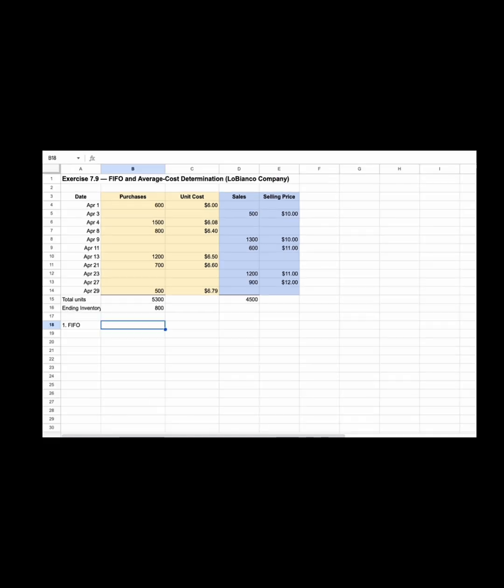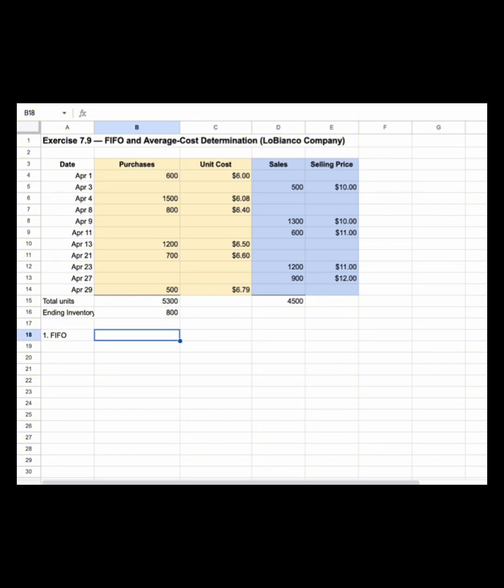First of all, under the periodic first in first out method, we assume the first units purchased are sold first. So the ending inventory consists of the most recent purchases. Since 800 units remain, we take 500 units from April 29 at the cost of $6.79 and 300 units from the beginning inventory with the cost of $6 per unit. So the ending inventory under the FIFO method is $5,195.